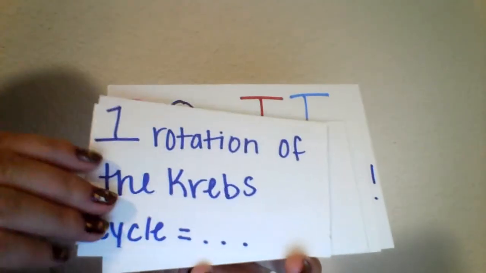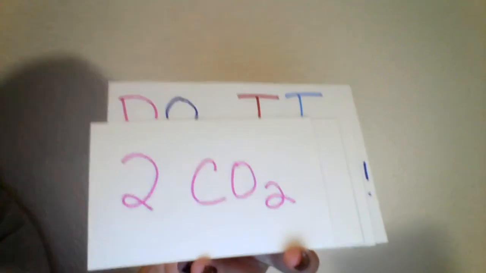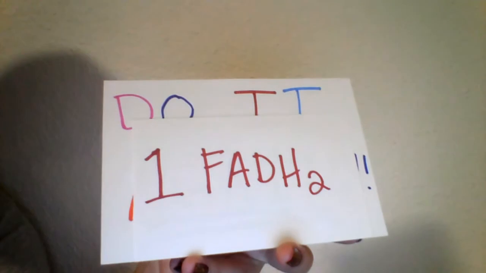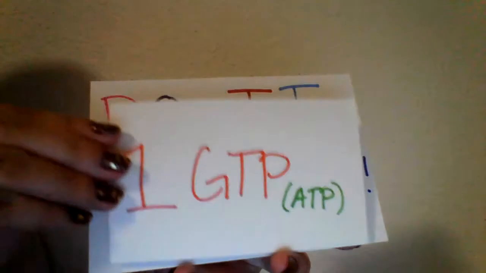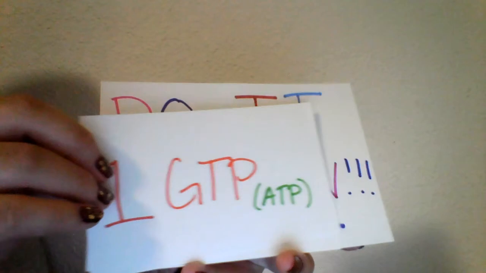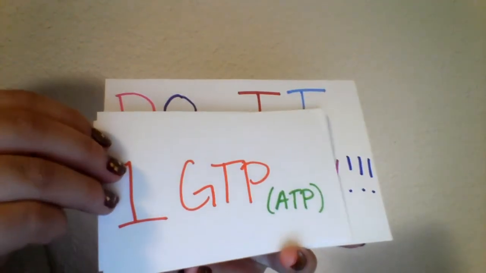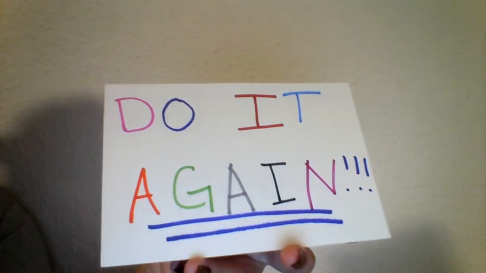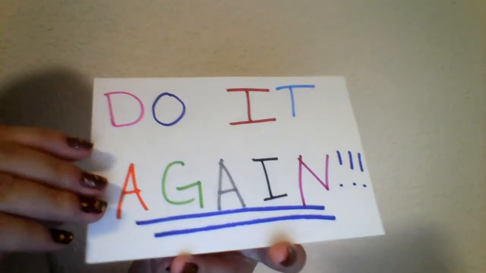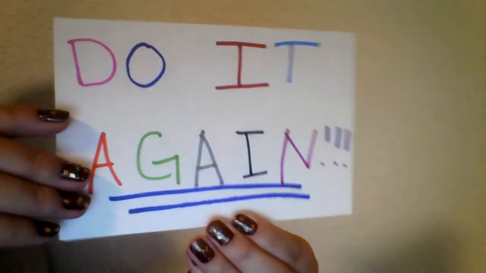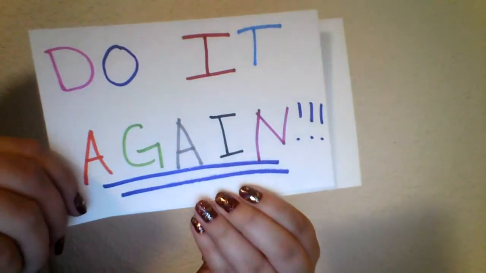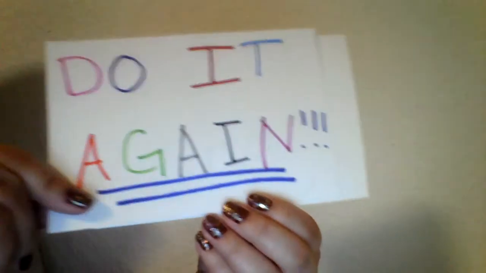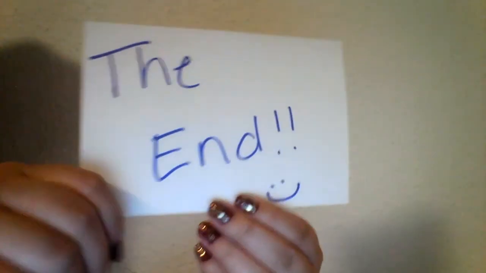One rotation of the Krebs cycle produces 2 carbon dioxide, 3 NADH, 1 FADH2, and 1 GTP. Now, you need 2 GTP, which is why you have to do the whole process again, which is why you needed to get that oxaloacetate released for the second acetyl-CoA. This cycle keeps repeating to create 2 GTP with every 2 cycles. That is the end of the Krebs cycle.